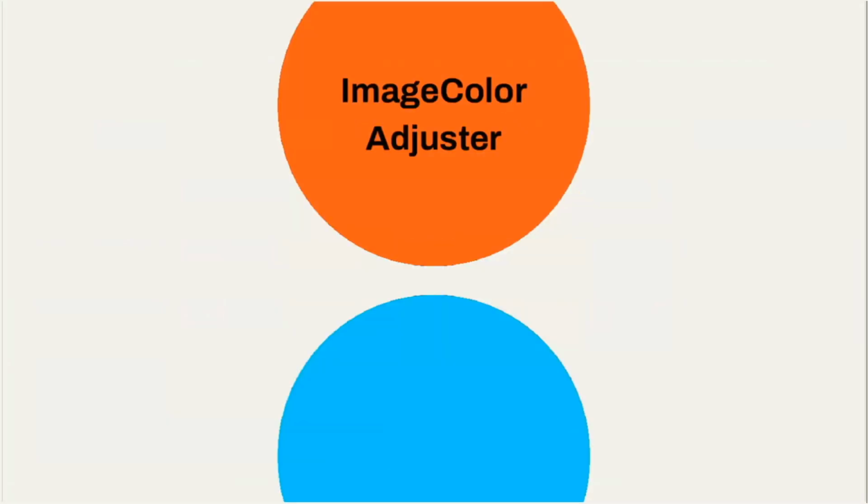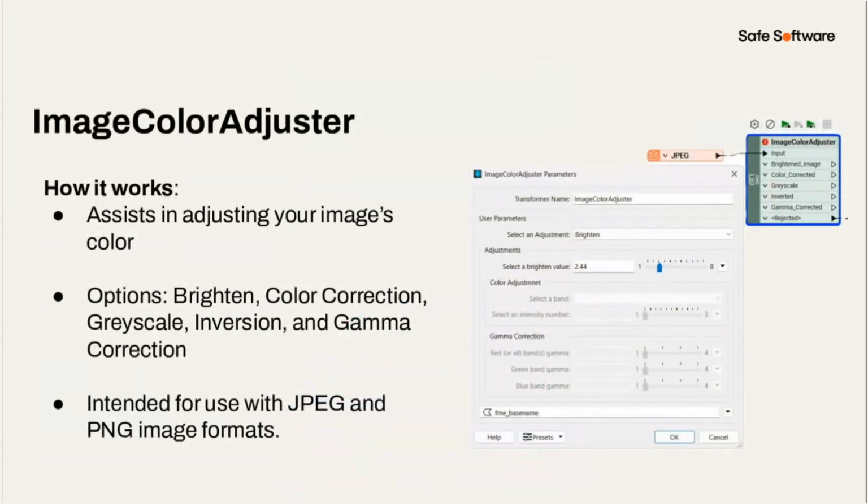All right, so the third transformer that we've developed is the image color adjuster. The image color adjuster assists in adjusting your image's color. We have 5 options here: brighten, color correction, grayscale, you can invert your color, and gamma correction.